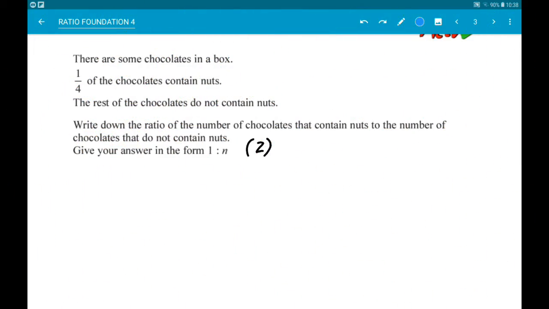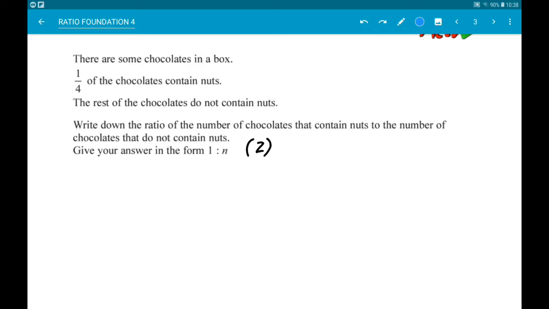Number 2, there are some chocolates in a box. Good times. 1/4 of the chocolates contain nuts. The rest of the chocolates do not contain nuts. Write down the ratio of the number of chocolates that contain nuts to the number of chocolates that do not contain nuts. Give your answer in the form 1 to n.